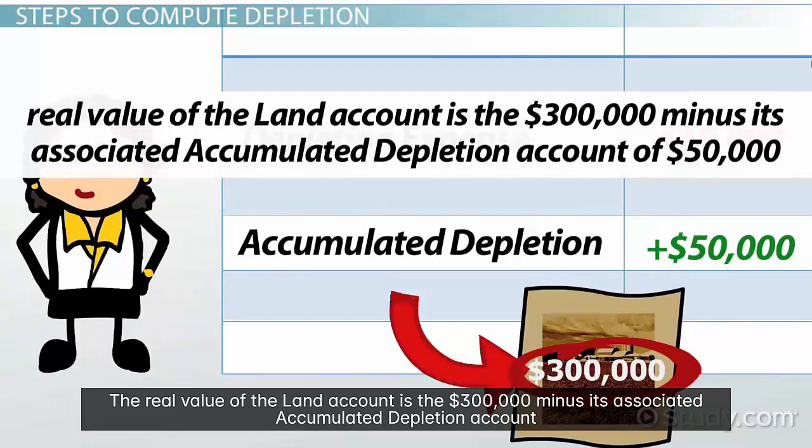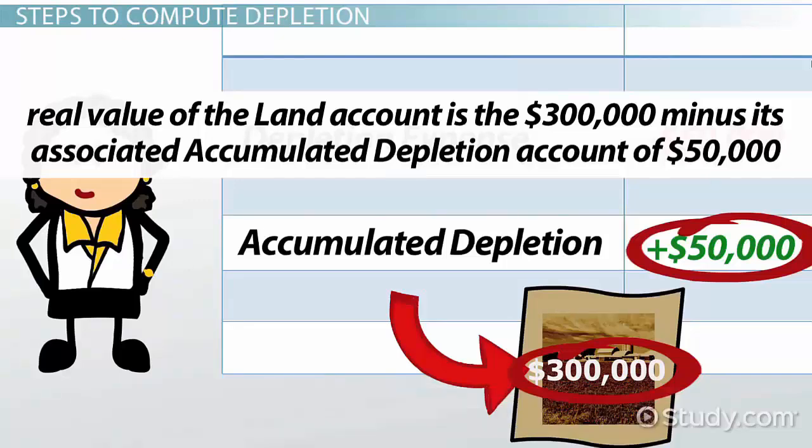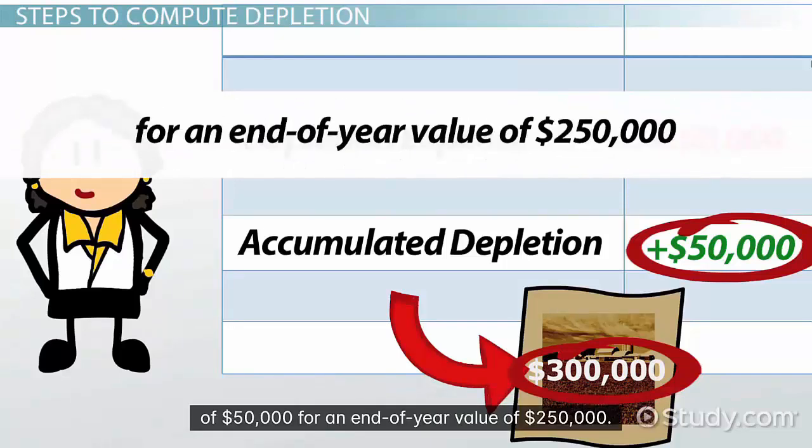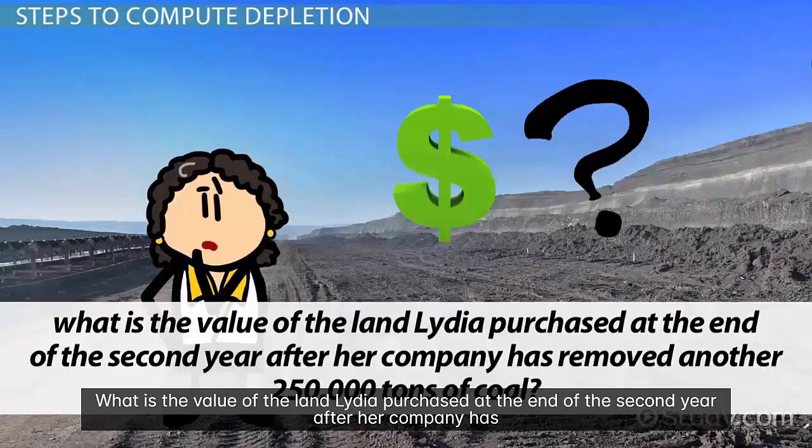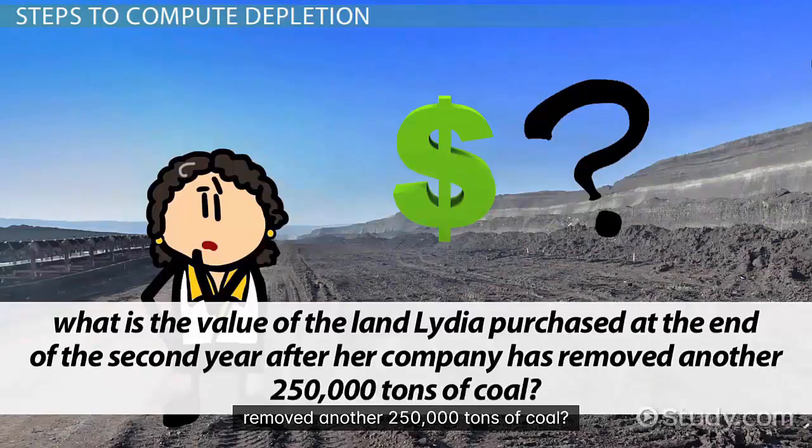The real value of the land account is the $300,000 minus its associated accumulated depletion account of $50,000 for an end-of-year value of $250,000. Here's a question for you. What is the value of the land Lydia purchased at the end of the second year after her company has removed another 250,000 tons of coal?